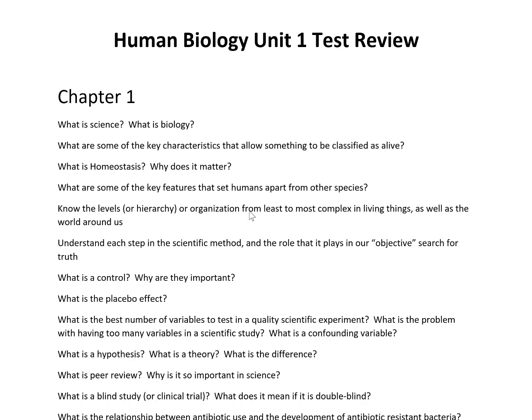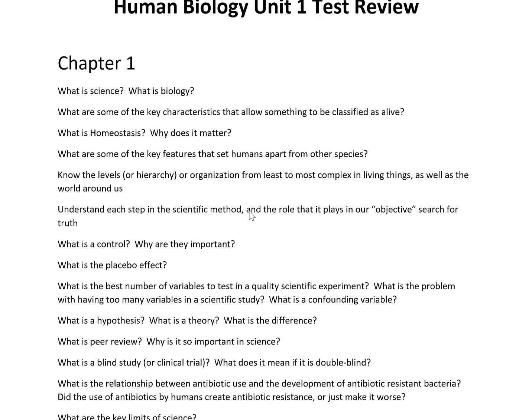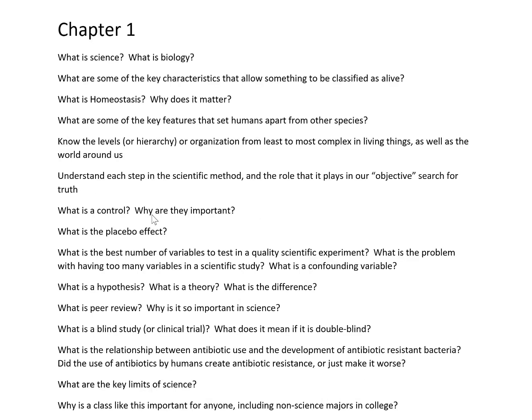So the Unit 1 test review. Unit 1 is over chapters 1, 2, 3, and 4. So chapter 1. What is science and what is biology? So science is the study of nature, the study of the natural world. I like to say that it's the objective search for truth, where we use the scientific method to follow the truth wherever it leads. That's what I like to say. But it really is just the study of the natural world, and that's the key.